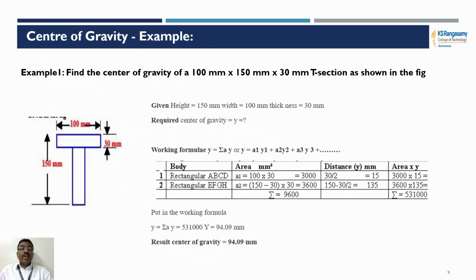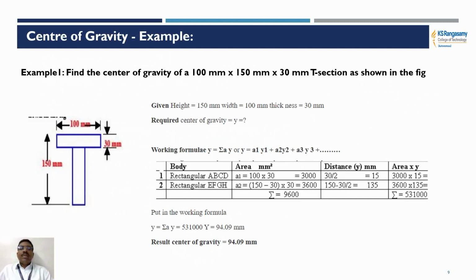We can also calculate from the bottom portion. As I said, y2 is 120 divided by 2, and y1 is 120 plus 30 divided by 2. So 30 divided by 2 is 15, and 120 plus 15 is 135. In both ways we get the answers for y1 and y2.